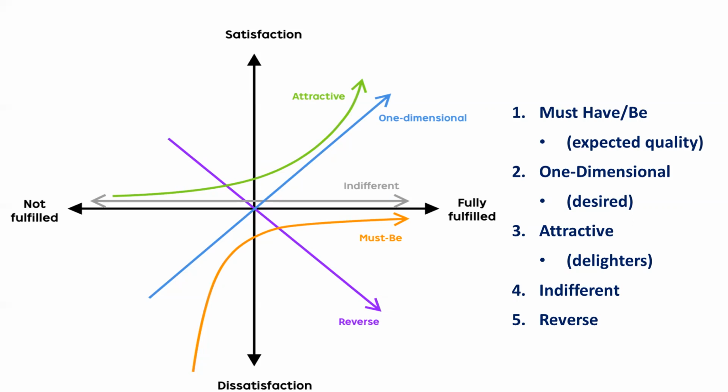And then you see a purple line, which is the reverse. Their presence will cause dissatisfaction and their absence will keep the customer in a satisfaction zone. I'll give you an example. Suppose there is a pest in the conference room. The presence of a pest is going to cause me dissatisfaction, and if it's pest free, it becomes a satisfaction. So those are characteristics which should not be present, right?